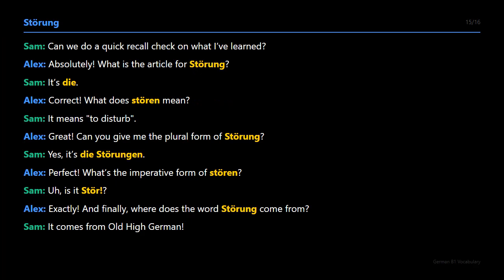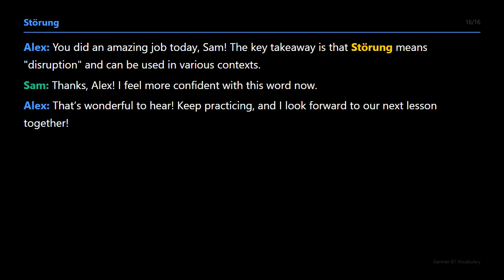Exactly. And finally, where does the word Störung come from? It comes from Old High German. You did an amazing job today, Sam. The key takeaway is that Störung means disruption and can be used in various contexts.